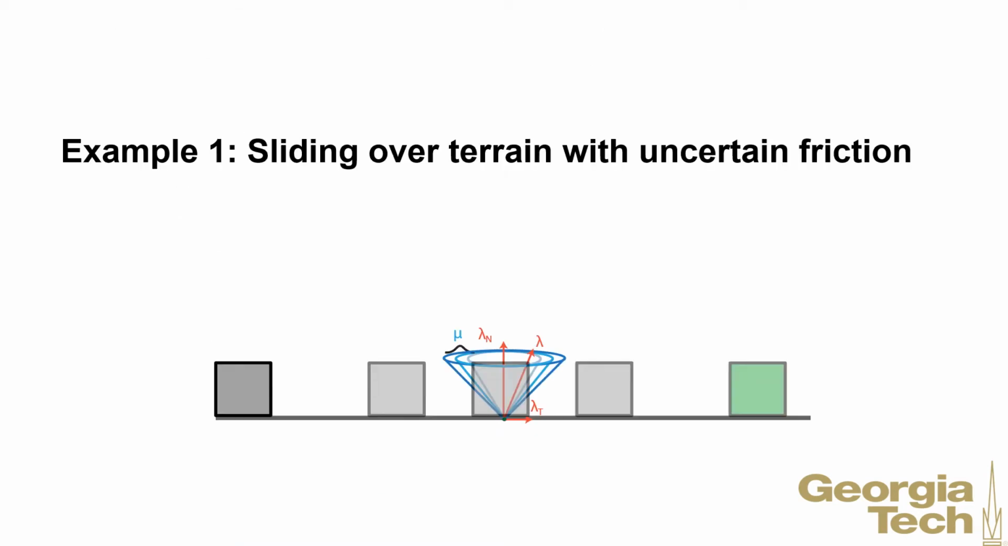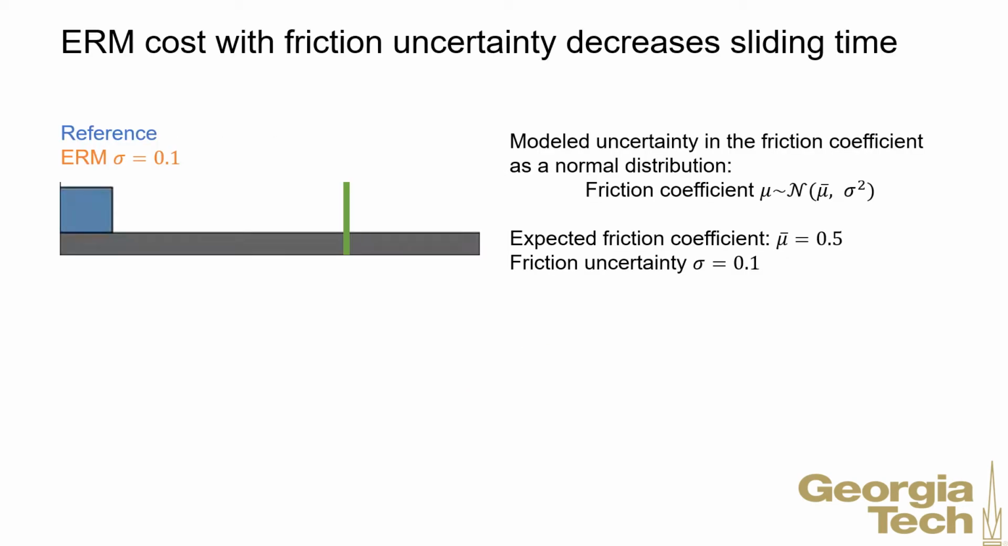In our first example, we must slide a block over terrain where the friction coefficient is uncertain. We first compare trajectories generated with the ERM cost for uncertain friction to those generated without the cost. Then we evaluate the performance of the optimized controls in open-loop simulations with disturbances in the friction coefficient. We assumed the friction coefficient had an expected value of 0.5 and a standard deviation of 0.1.